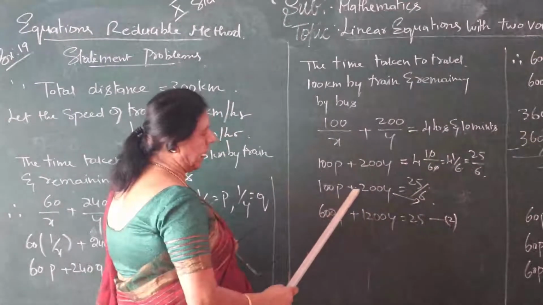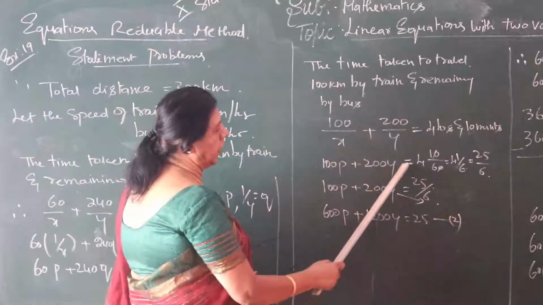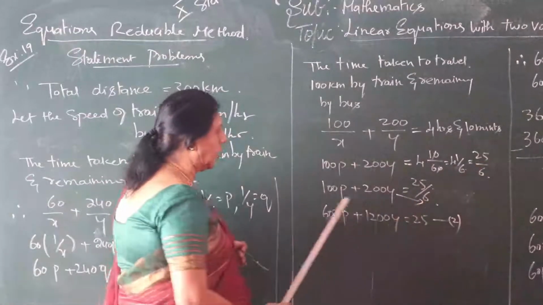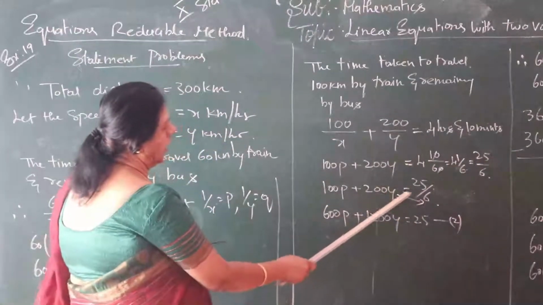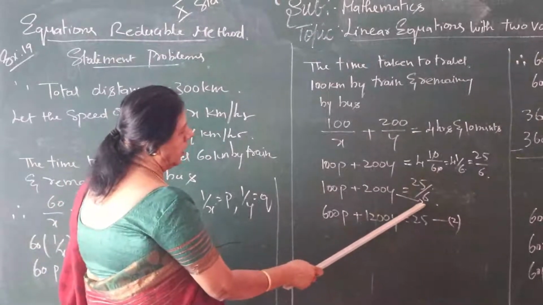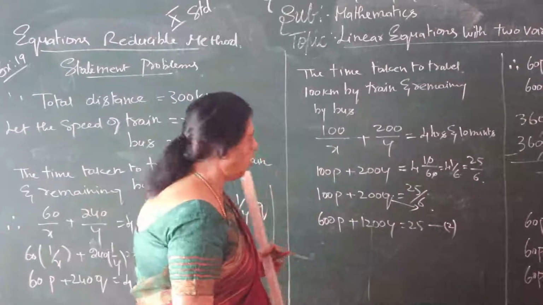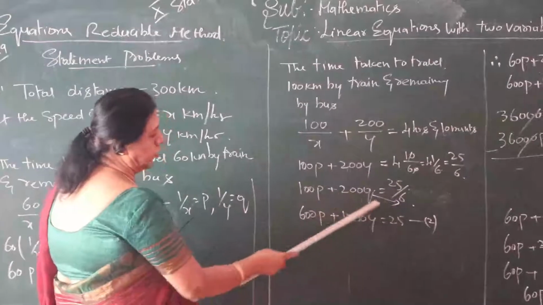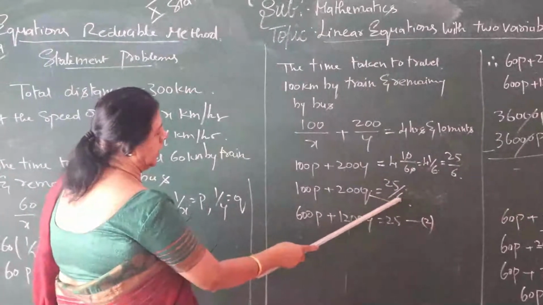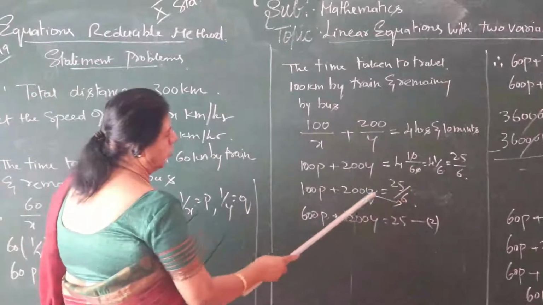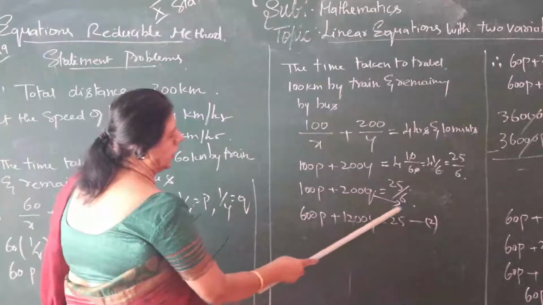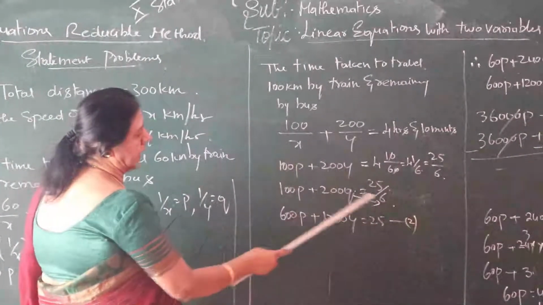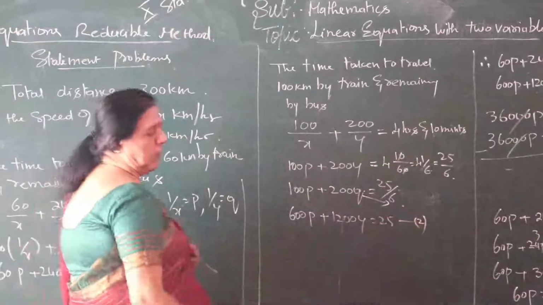So now 100p plus 200q is equal to 25 by 6. Cross multiplication: 6 into 100, 600p; 6 into 200, 1200q is equal to 25. So 6 is gone away, we removed it by cross multiplication. This is equation number 2.